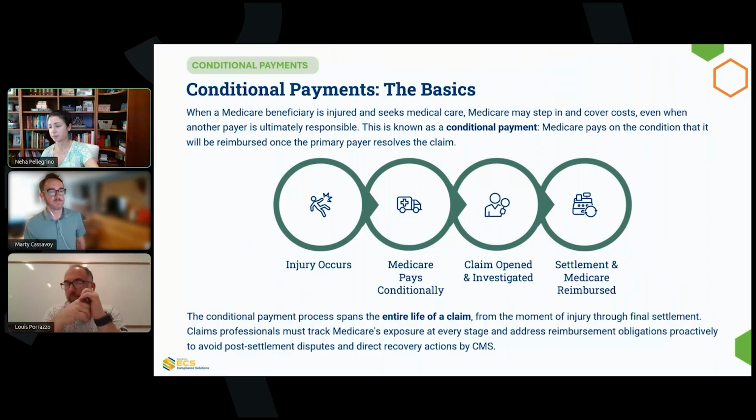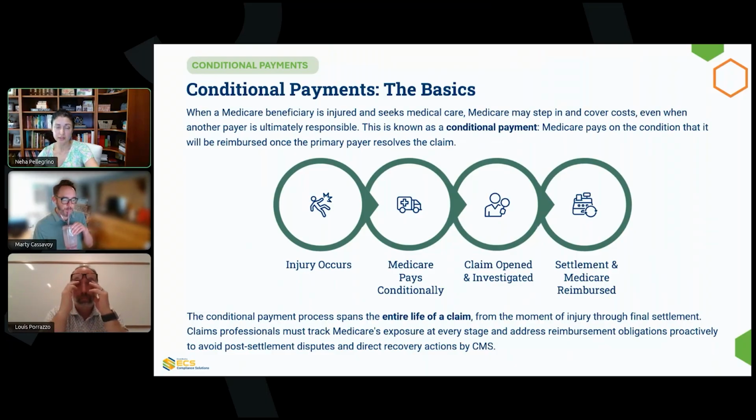You have a Medicare beneficiary where an injury occurs. That person goes and gets treatment where Medicare ends up paying for that treatment, conditionally, of course, upon being reimbursed. There's a claim that's opened, and then settlement of that claim, and hopefully discovery of any of those Medicare liens pre-settlement, so that Medicare can be reimbursed, and there aren't any surprises which come along later.